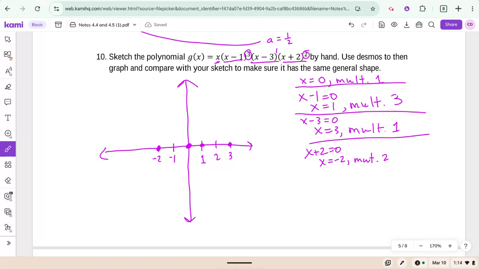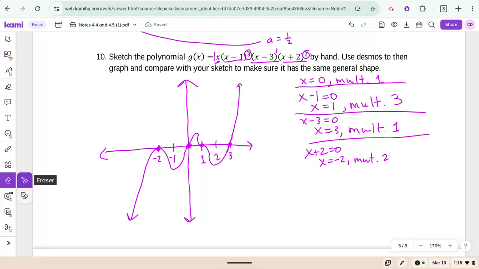Now, the leading coefficient is a positive 1. So I know the right end is going to point up. I know it's just going to cross at x equals 3 because the multiplicity is 1. So it's just going to cross over uneventful. At 1, though, it kind of does this inflection thing. And then it crosses at 1. And then at 2, it is tangent, so it kind of does this weird thing here.